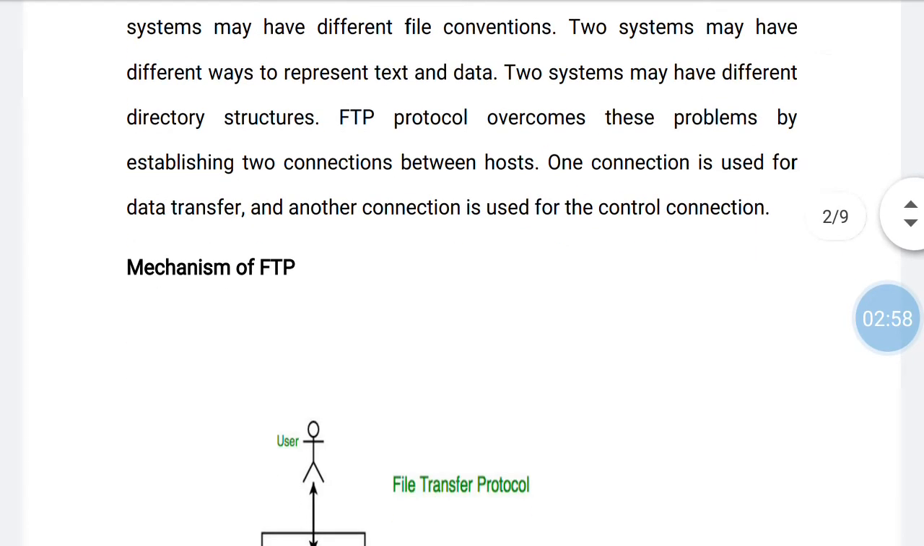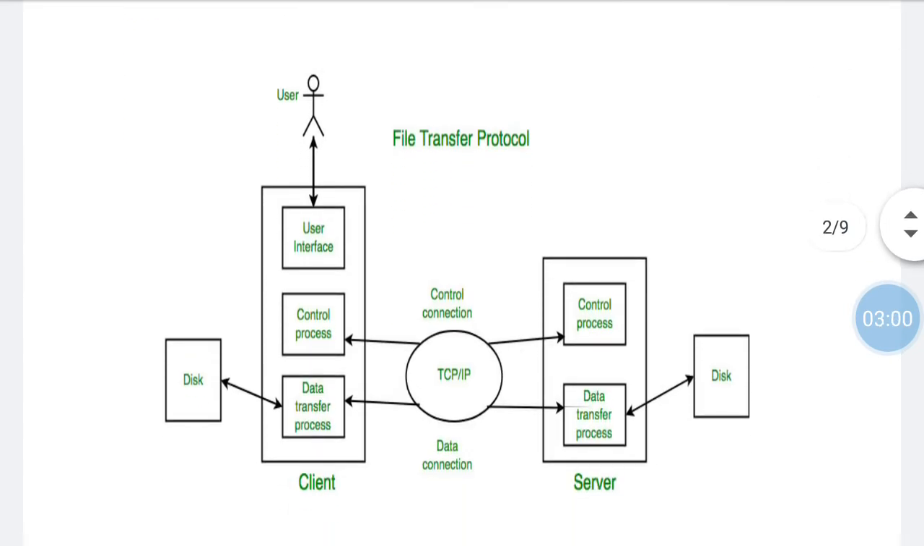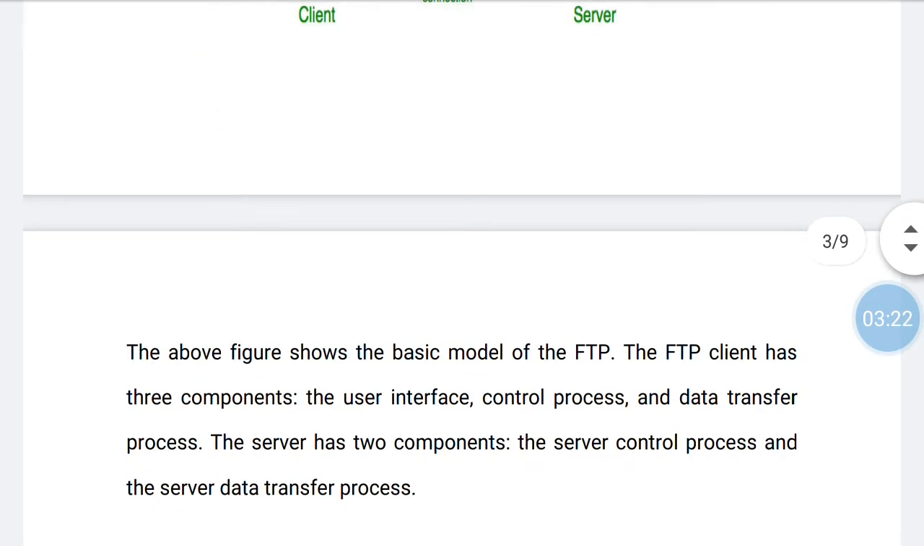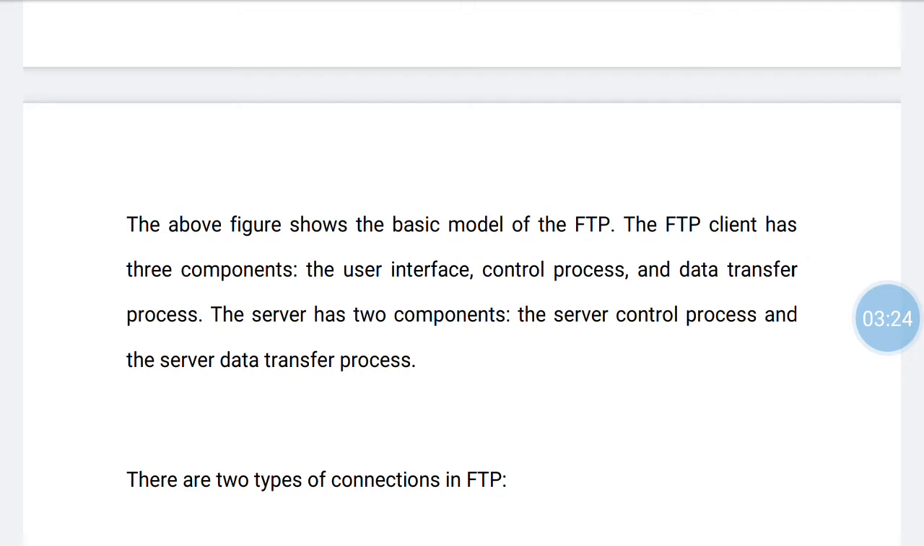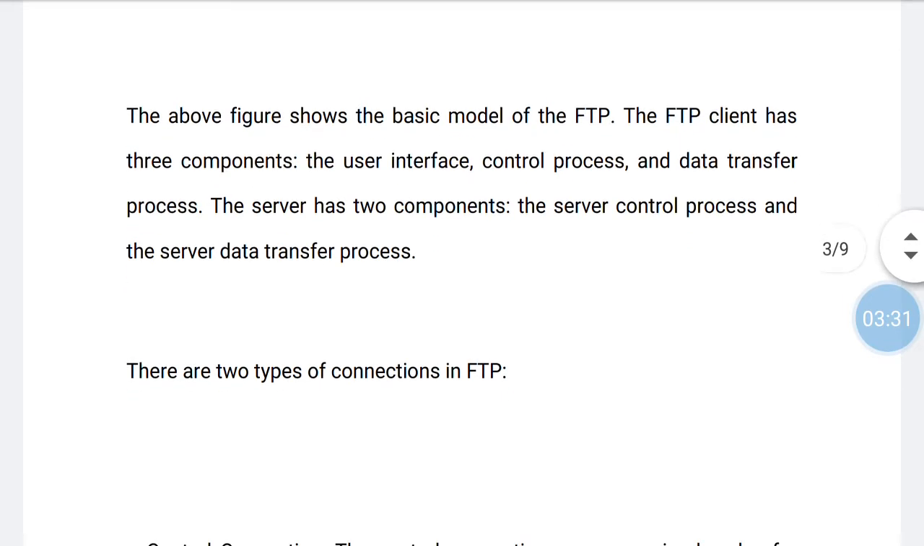Now, what is the mechanism of FTP? So we have this picture to understand the mechanism of FTP. We have a client, we have a server, and we have a TCP/IP control mechanism that controls the control connection and the data connection also. The above figure shows the basic model of FTP. The FTP client has three components: the user interface, the control process, and the data transfer process.